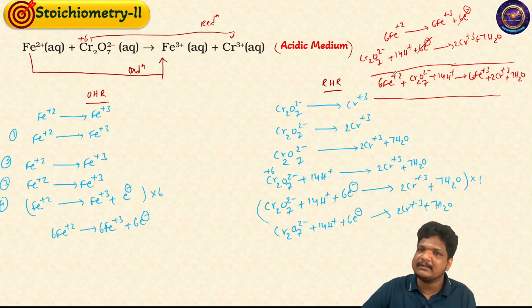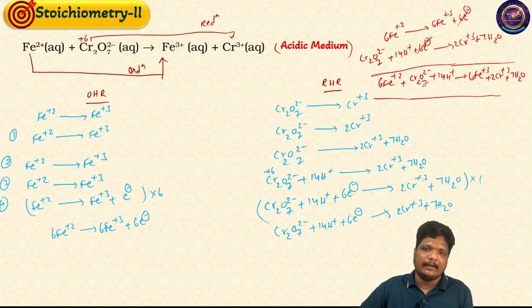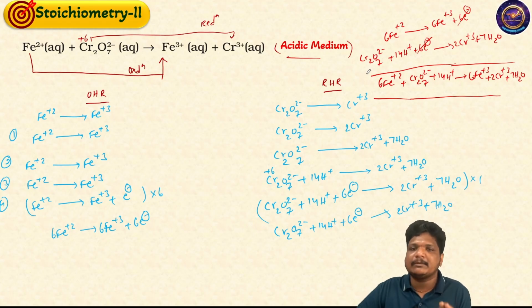If you observe each and every atom on the left side and the right side, it will be balanced. So this is how we can balance a redox reaction in acidic medium with the help of the ion electron method or half reaction method. This is for acidic medium.